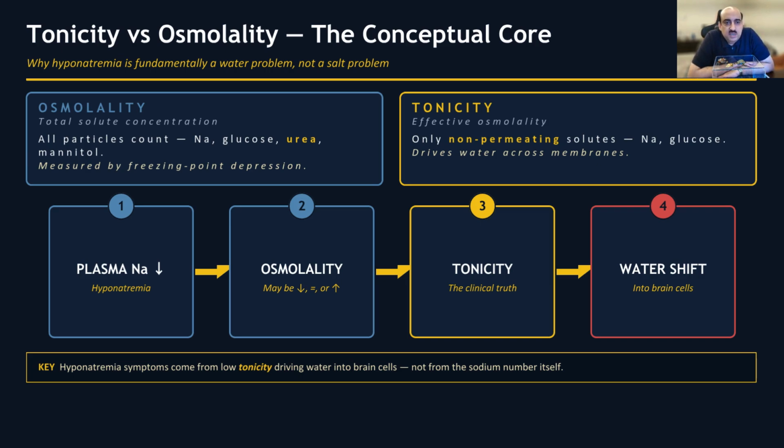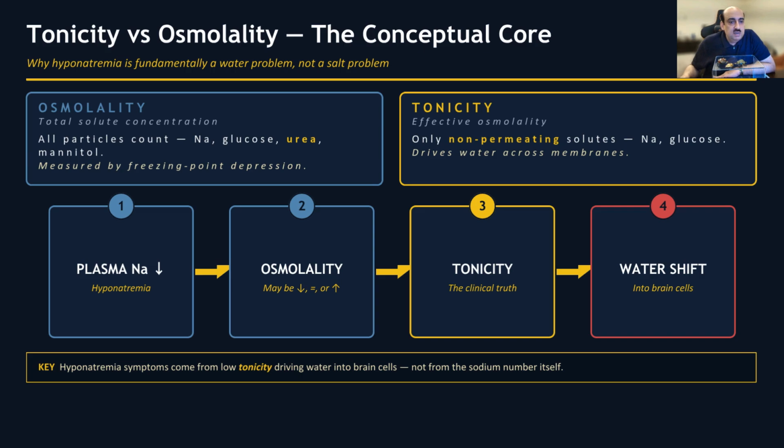Osmolality and tonicity sound similar and interchangeable, but they are not. Osmolality is the total solute concentration based on sodium, glucose, urea, mannitol, anything which can be dissolved, and it's measured by freezing point depression. On the other hand, tonicity is effective osmolality: the osmoles, the molecules which stay on one particular side of the membrane, and lead to water movement with them. That's why sodium counts, glucose counts, but urea, because it equilibrates across the membrane, doesn't contribute to tonicity.